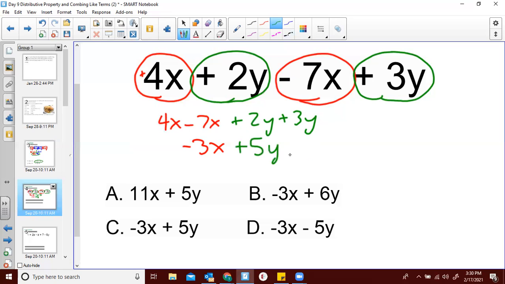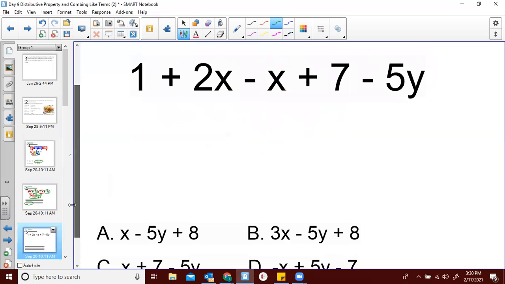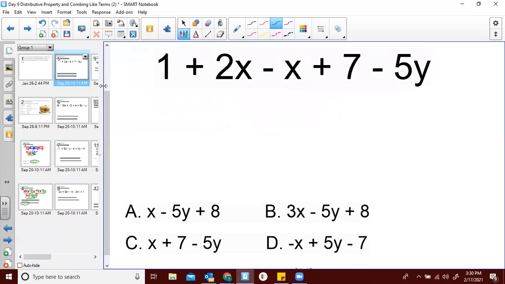And do not forget about your variable, y. All right, so negative 3x plus 5y. All right, on this one, I'll show you some maybe some good test taking tips.